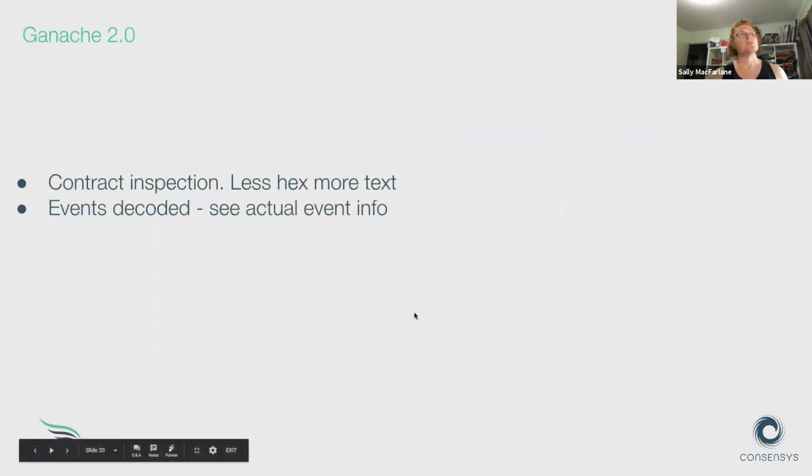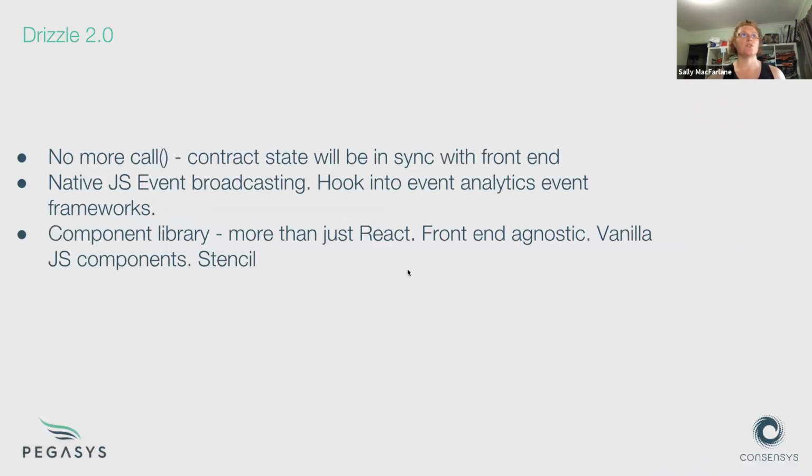What else have we got? Ganache 2.0, there are no timelines for these yet. They're still working on them, but they're planning on providing a lot more information on the specifics of your contracts and the specifics of events. So that will be good. And similarly, Drizzle 2.0, there are some nice things happening on the UI side, event analytics, and supporting more JavaScript libraries than just React.